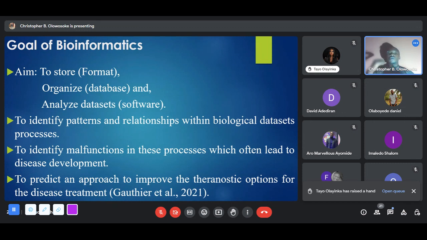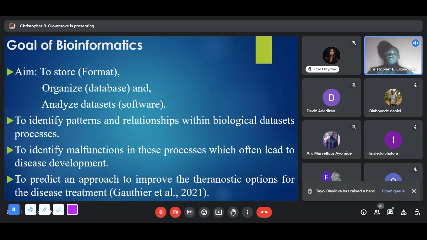So you don't need to start doing wet lab. You don't need to start going to the lab and buying reagents before you know the malfunctions that lead to disease development in a protein, RNA, or DNA. If you are able to find this malfunction, you can easily use a theranostic approach to develop a treatment plan and a diagnostic plan for that malfunction, relevant to the data you have picked. So with bioinformatics, you can easily do this.